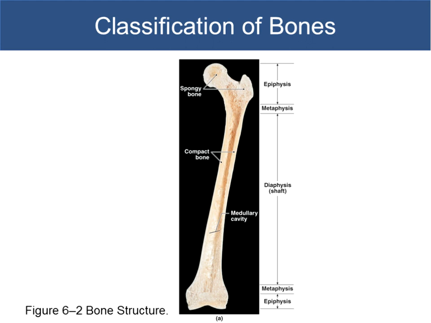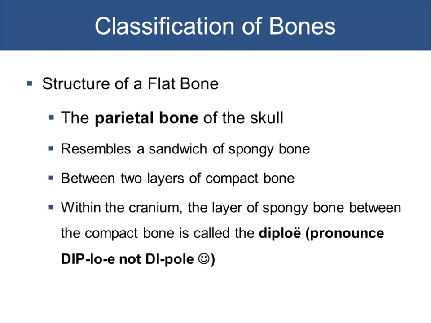And here's a much nicer picture of what I attempted to draw. We have the compact bone that's surrounding that hollow central cavity, the medullary cavity. Then you have your epiphysis on the end of it, and they're filled with spongy bone. This is an actual bone that we're looking at a longitudinal cross-section of.